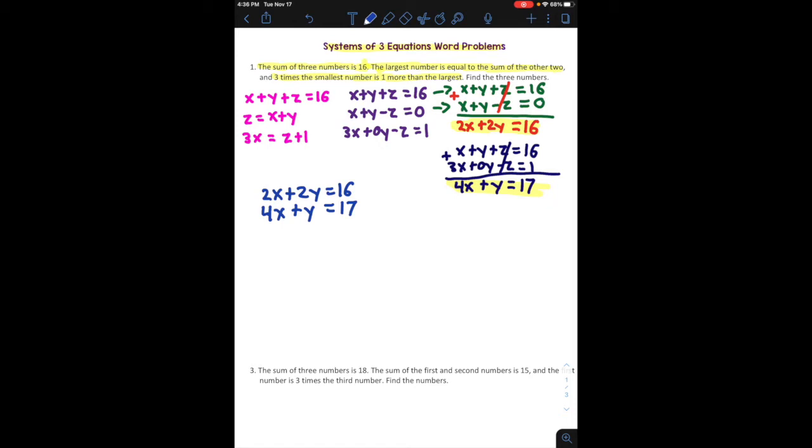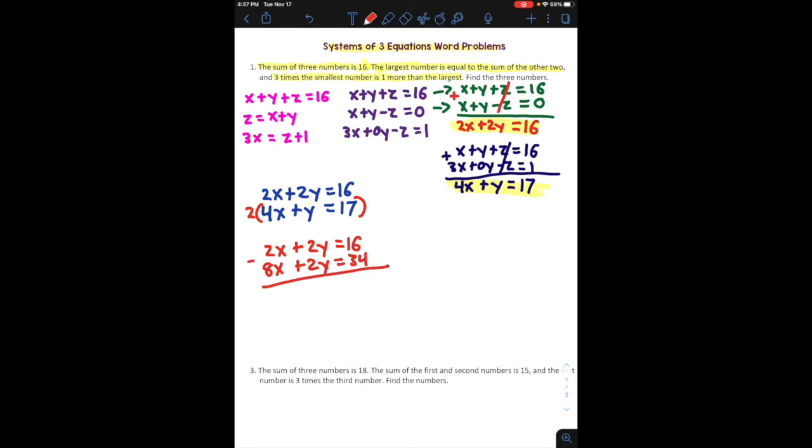We're already set up for elimination, so I'm going to use that method, although you could also use the substitution method by solving for the y in the second equation and substituting the expression into the first equation. I'm instead going to multiply the second equation by 2 and subtract to eliminate the y. So our two equations would be 2x plus 2y is 16, that's the first, and multiplying the second by 2 would give us 8x plus 2y equals 34.